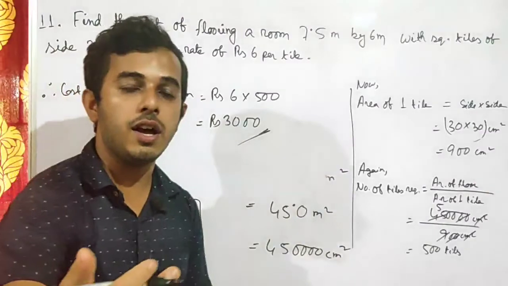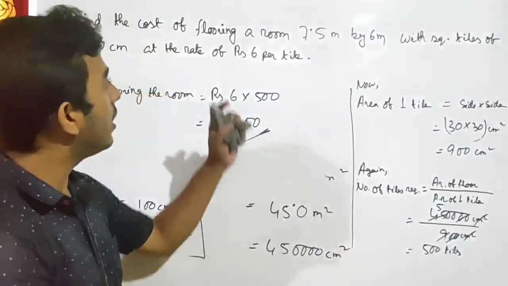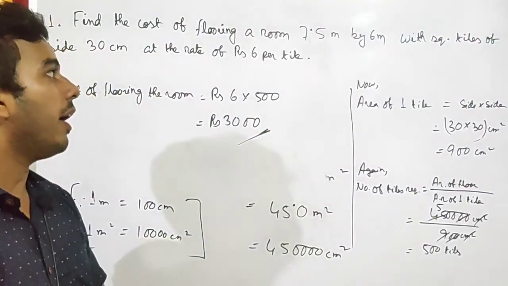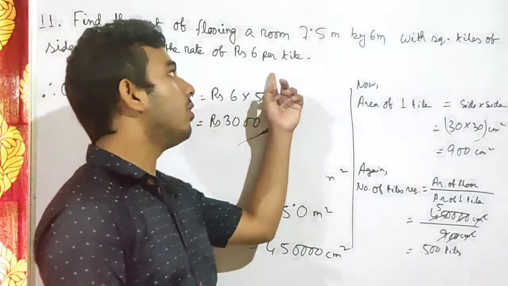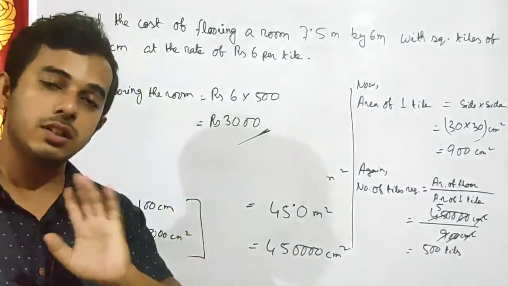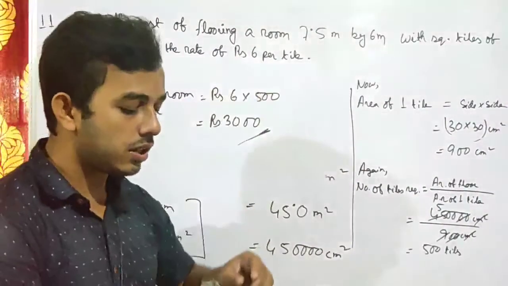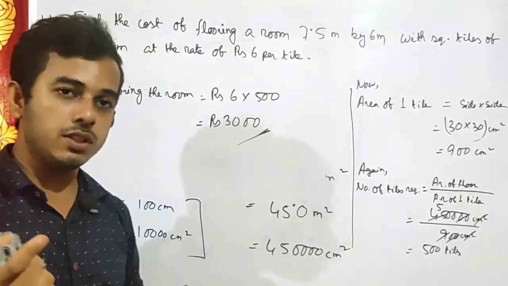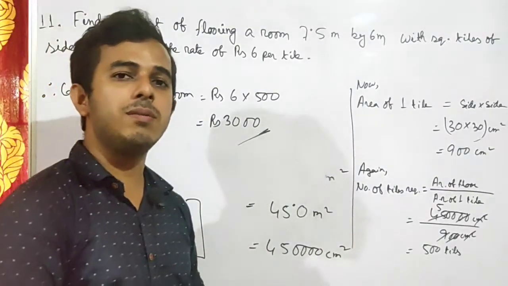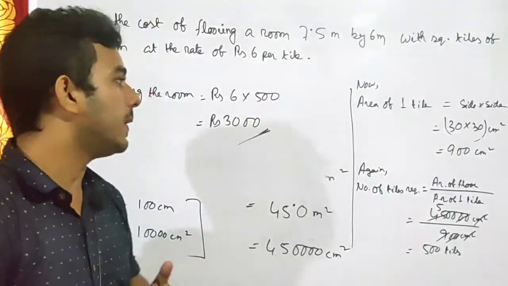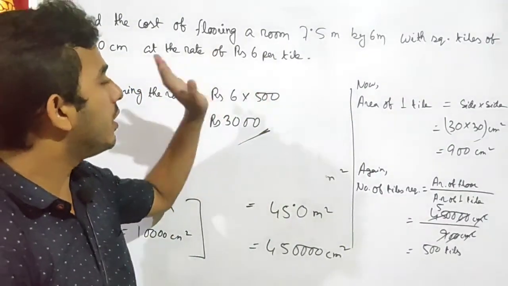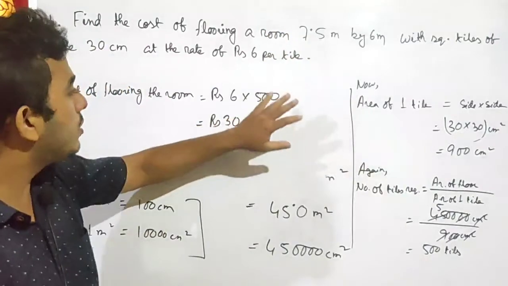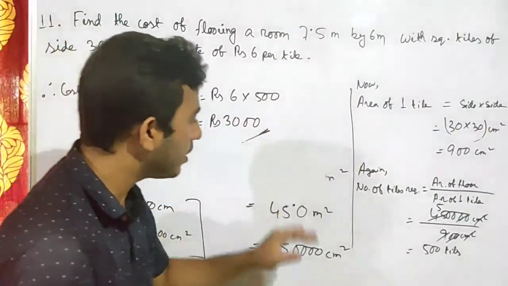The length of the room must be how much? Length of the room must be 7.5 meter. Breadth is 6 meter. And the cost of one tile also must be 6. Clear? But this is too less. You will never find cost of one tile at rupees 6. Minimum cost is how much? 20 to 25, isn't it? So according to the question, its cost is 6, and our total budget is also 3,000.